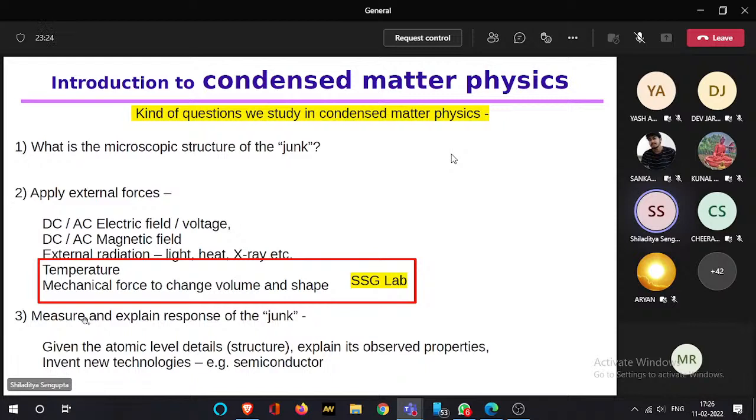And of course, you can directly apply some force, like Chirag said, to break it up. You can apply an external mechanical force and see how it responds. If you apply pressure on it, its volume will change. If you try to deform its shape, its shape will change, and so on. In my research, my lab focuses on this kind of external forces, mainly temperature and mechanical force. I'll come to it a little bit later.